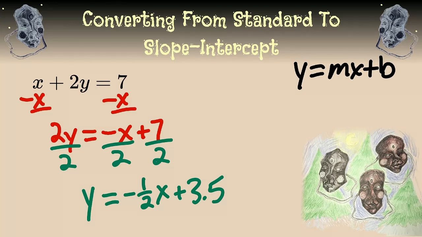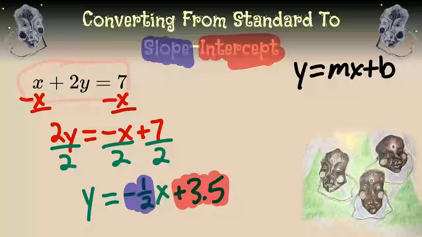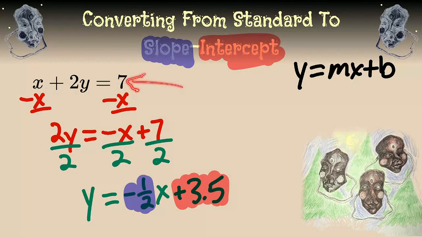So this is my slope-intercept form of this standard equation. So any point xy pair that makes this true will also make this true. Those two equations are said to be equivalent. Questions?